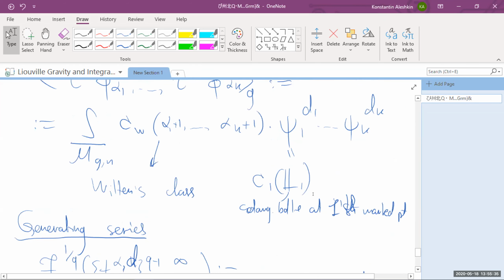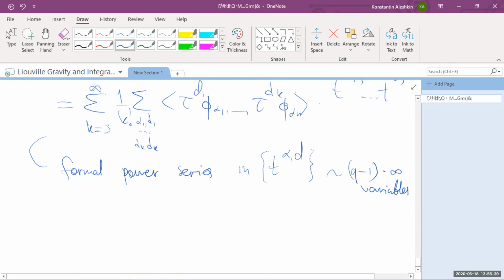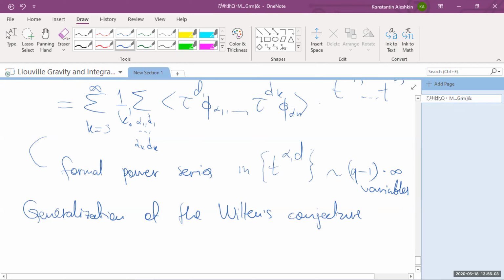And the generalization of Witten's conjecture, which was proven, for example, by, not for example, but Faber, Shadrin, and Zvonkin, I think in 2006.